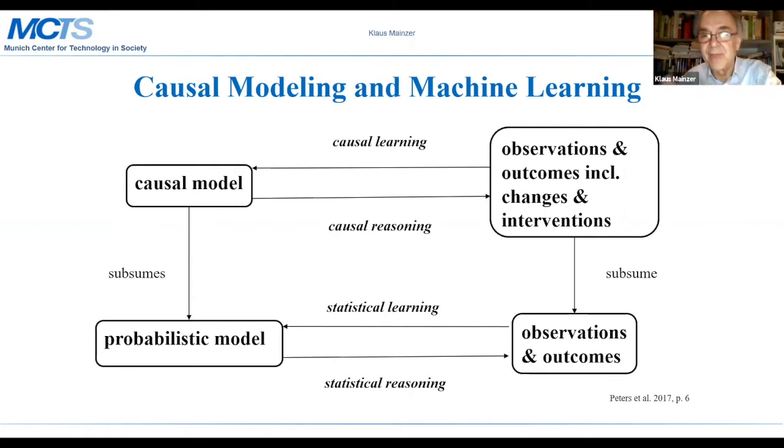By the way, from a philosophical point of view, this approach is rather old. It reminds me of Rudolf Carnap in the early 50s. He started with statistical inductive logic. That was his name. And actually, that was a starting point for what was later on called statistical learning, and the mathematical theory was developed already in the 90s. And vice versa, statistical reasoning means we start with a probabilistic model, that means a statistical distribution, for example, in order to derive statistical features of observations and outcomes.